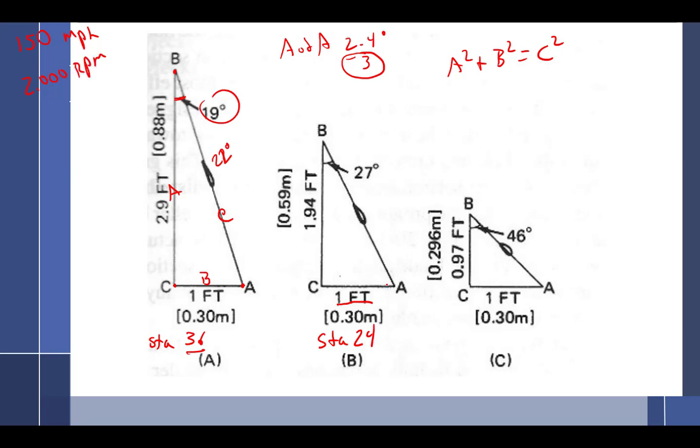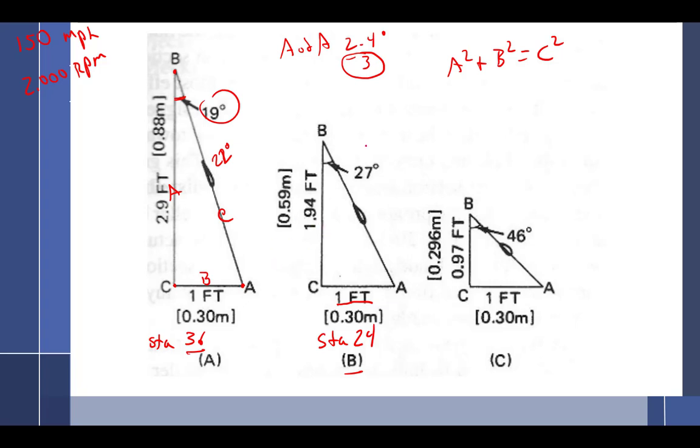All right, so now we're going to look at B right here. So we're at station 24. Again, the airplane moved forward how far? 1 foot. Right, because it's attached to the same propeller, moved 1 foot. But this time we're looking at station 24. Is that further in or further out? Further in. Okay, it's further in, so it didn't move as far. Right? So during that revolution, it only moved 1.94 feet.